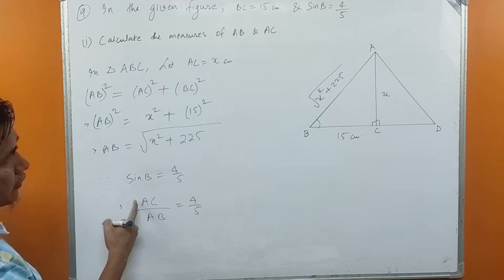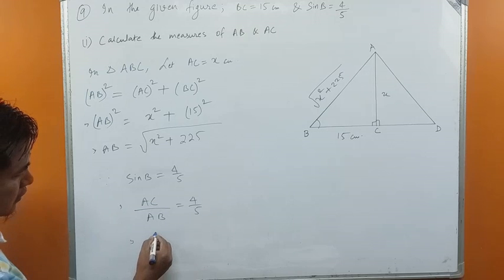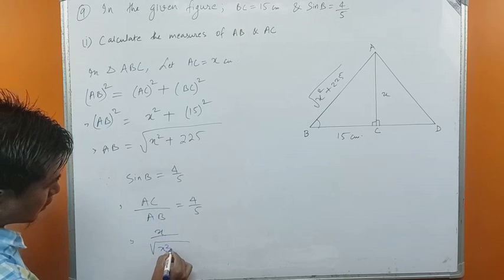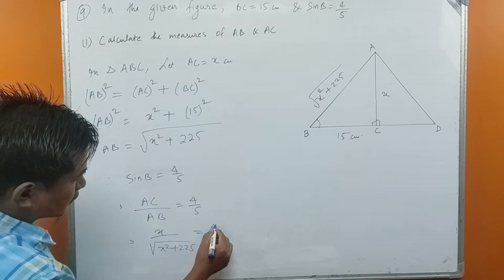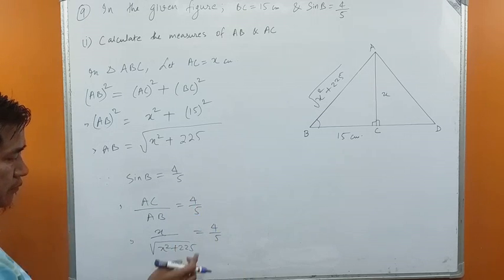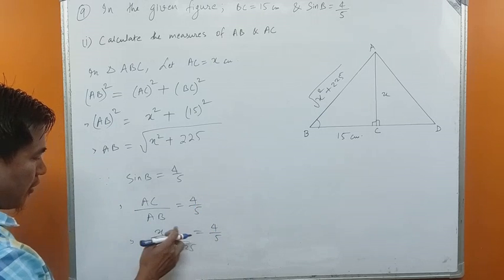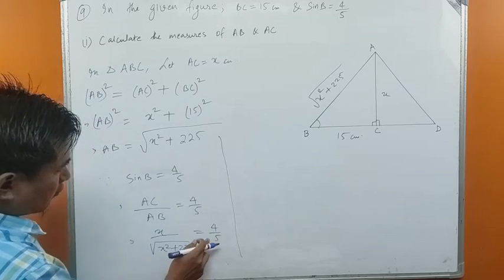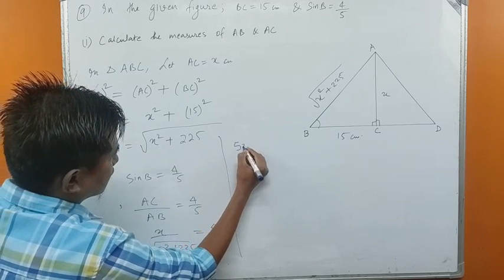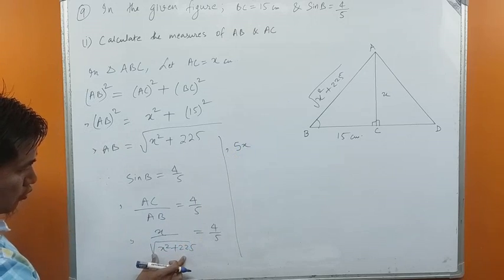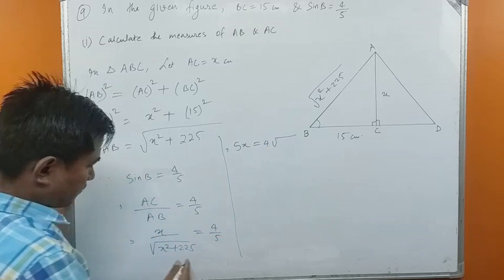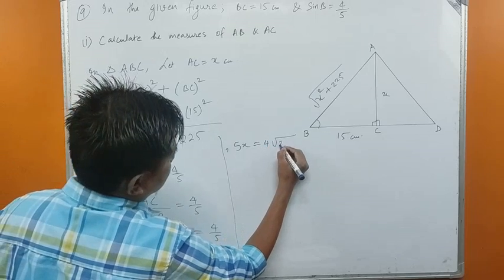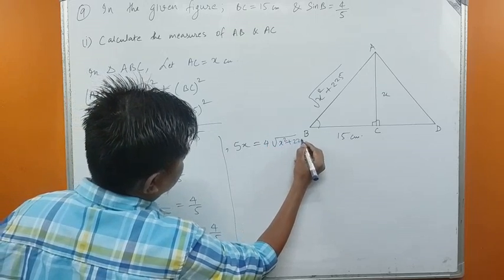Let's put the value of AC. AC is X, and AB is root under X squared plus 225. This equals 4 upon 5. So we cross multiply this: 5 into X, 5X, equals 4 into root under X squared plus 225.